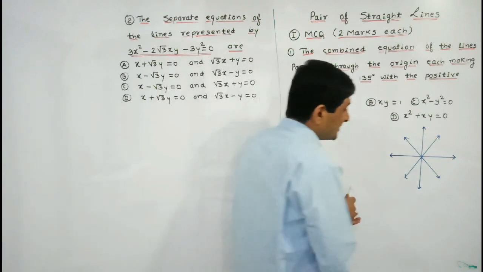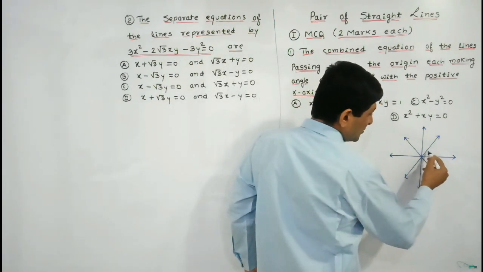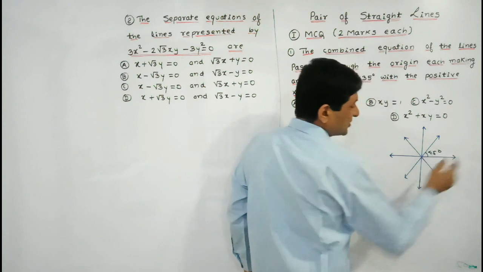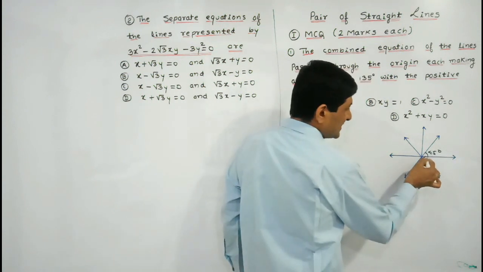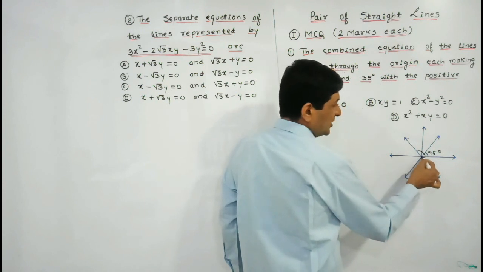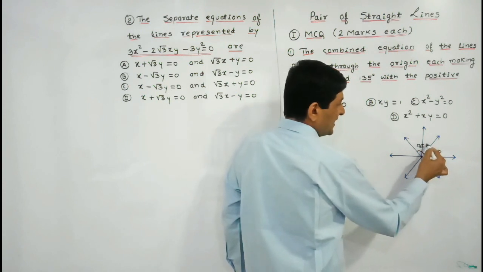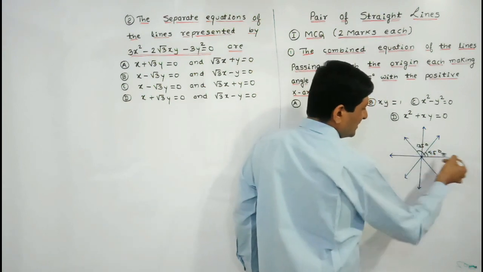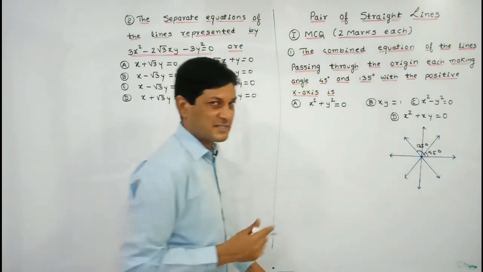Now let us suppose that this will be the first line which passes through the origin and makes an angle of 45 degree with this positive direction of x-axis, and let this be the second line which passes through the origin and makes how much angle? 135 degree with this positive direction of x-axis.